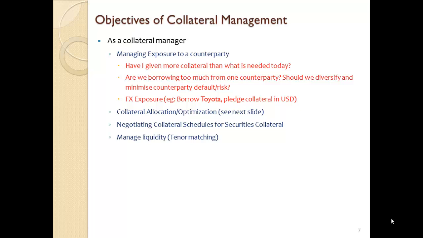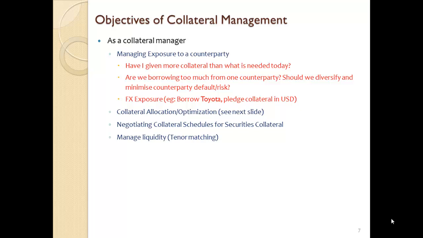And as a collateral manager, one needs to constantly negotiate the collateral schedules with every counterparty. This way, you might be able to give a more diversified portfolio of collateral to a counterparty. And most importantly, as a collateral manager, you need to understand and manage your liquidity situation prudently.